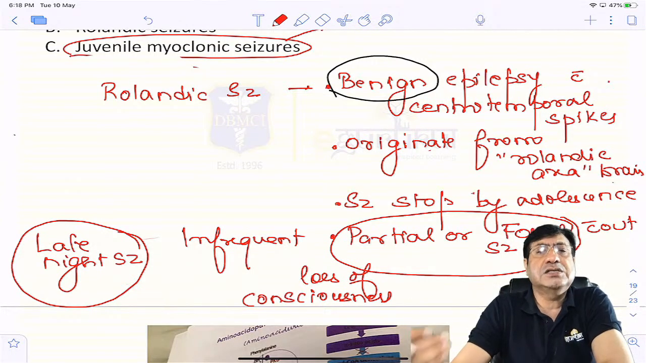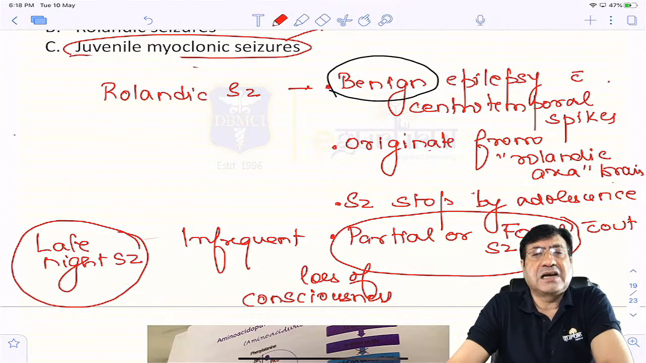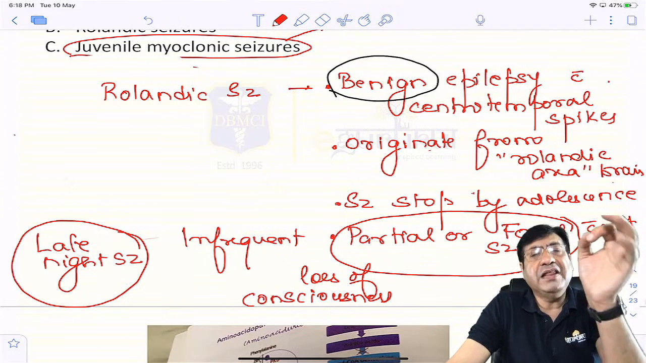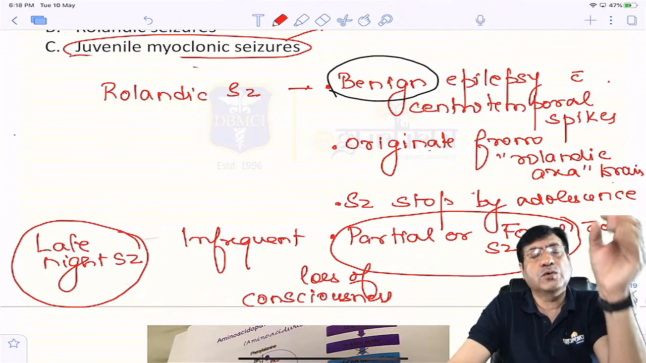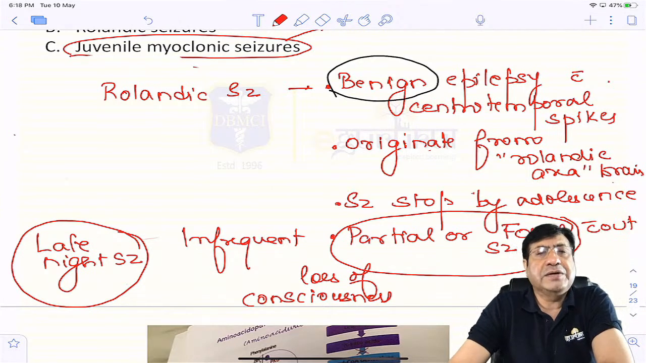So many of these seizures are missed also. They may be very benign, subtle, occur in the late night period, and many times they are missed also. So only when the seizures are very, very frequent, only then do these Rolandic seizures need treatment. Otherwise, treatment is not required for these seizures.